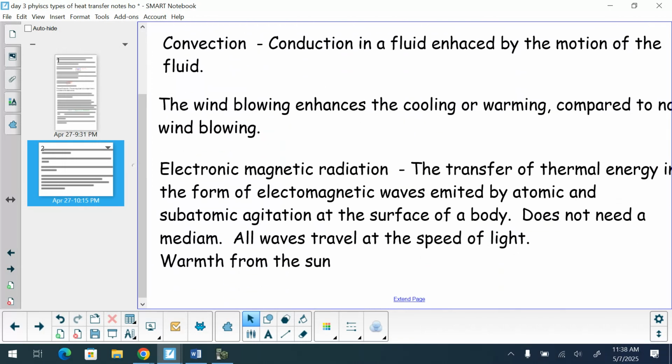And then you have the last one, which is electromagnetic radiation. It's a transfer of thermal energy in the form of electromagnetic waves emitted by atomic and subatomic agitation of the surface of a body. It does not need a medium. All waves travel at the speed of light. The example of electromagnetic radiation is the sun, how the sun warms up the body or the earth. If you're outside in the sun, you are dealing with the electromagnetic radiation of the sun.